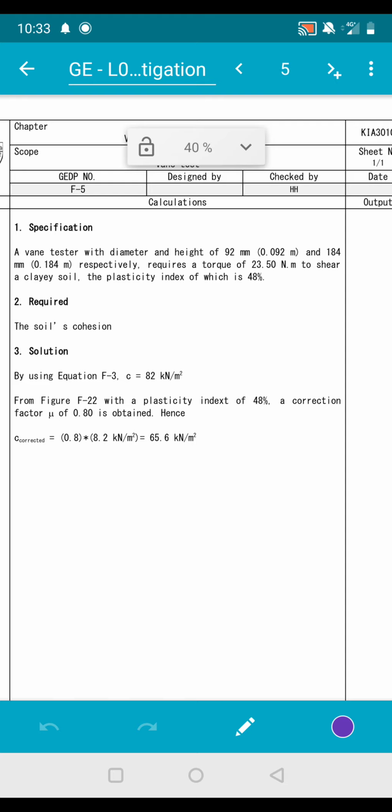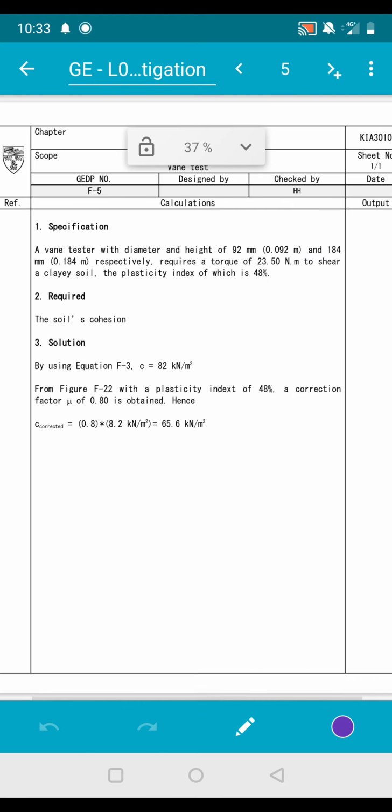Now let's look at the last example, which is on the vane test. The specification: a vane tester with a diameter and height of 92 mm and 184 mm respectively requires a torque of 23.50 Newton meter to shear a clay soil, the plasticity index of which is 48%. What is required? The soil's cohesion. By using equation F3, C is 82 kilonewton per meter square.